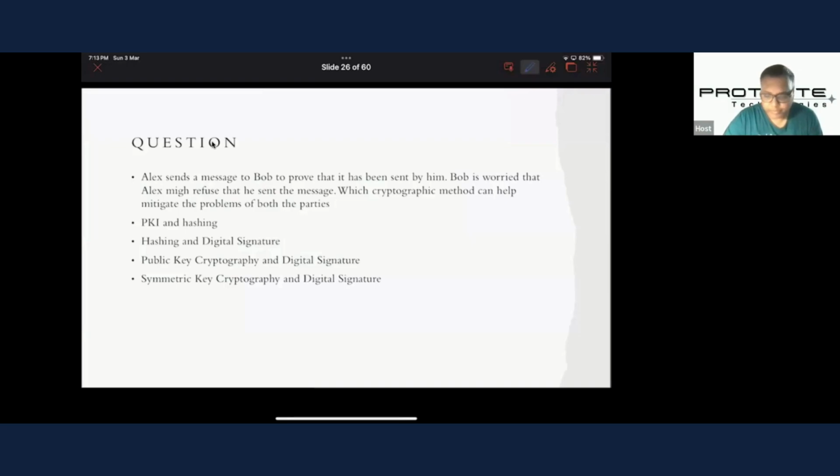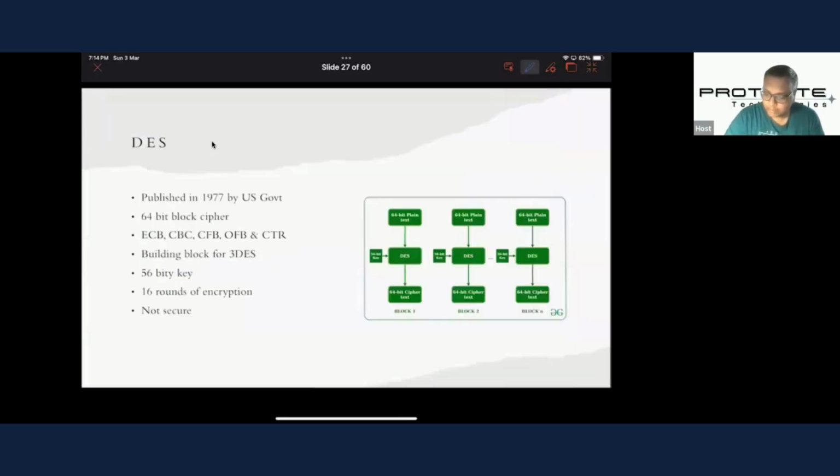So here we are only trying to check non-repudiation, right? And non-repudiation can be checked by both digital signature and public key cryptography, right? Most of you have guessed this correctly. Let's take a short break and then we will explore the algorithms which are used in both symmetric key and asymmetric key cryptography.